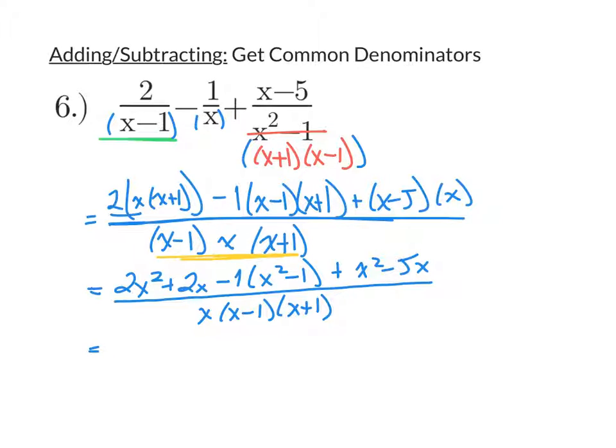We can simplify things a little bit more, because I will take 2x squared here and subtract this x squared and add an x squared. So 2x squared minus x squared plus x squared, I would just leave it alone at 2x squared. Moving on to the x's, I've got plus 2x and minus 5x. That leaves me with minus 3x. And the last piece is doing negative 1 times negative 1, which is plus 1.